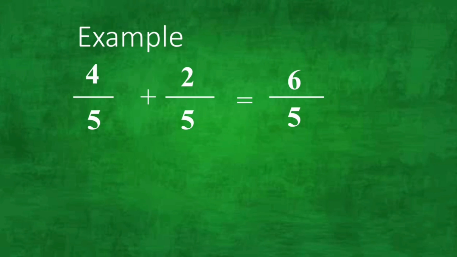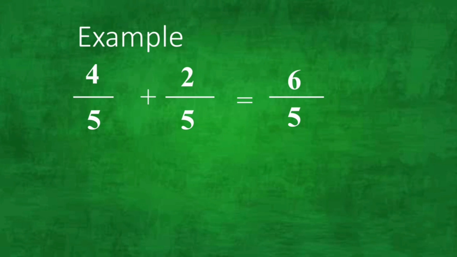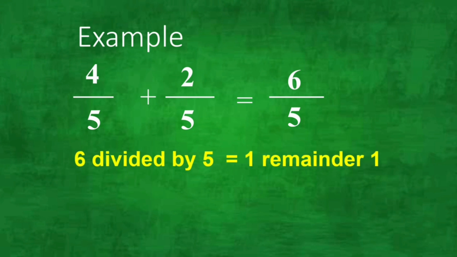As you notice, our answer is an improper fraction, so we need to change it into a mixed number. How do we change an improper fraction to a mixed number? Yes, we divide the numerator by the denominator. So, 6 divided by 5 is equal to 1, remainder 1. 1 will be our whole number, and the remainder 1 will be the numerator of the fraction. Then copy 5 as the denominator. Our answer is 1 and 1/5.